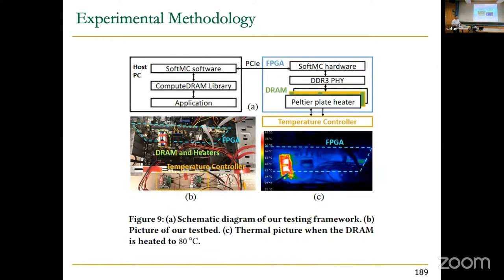So usually if you want to study aging, you actually heat up the chip. So it is a way of modeling aging for the DRAM chip itself. In this particular paper, it is more for control, rather than to see how temperature changes the computing capabilities of the DRAM chip.